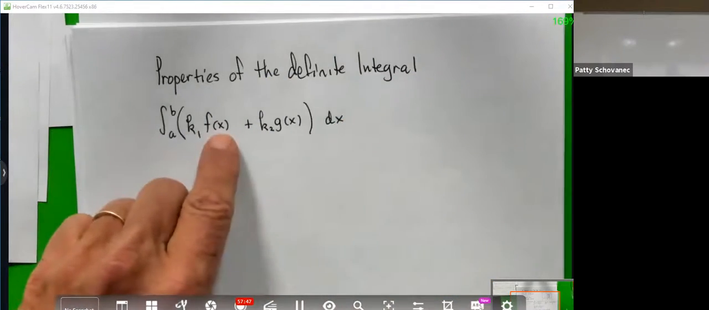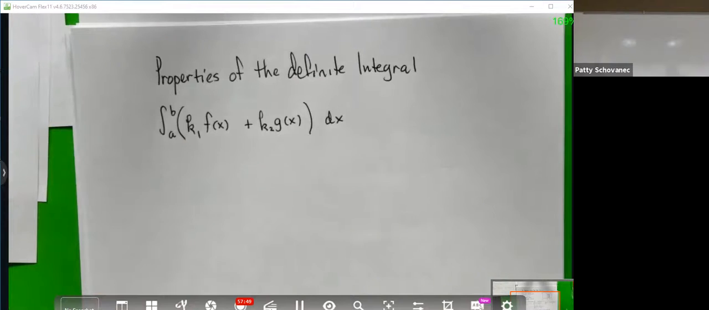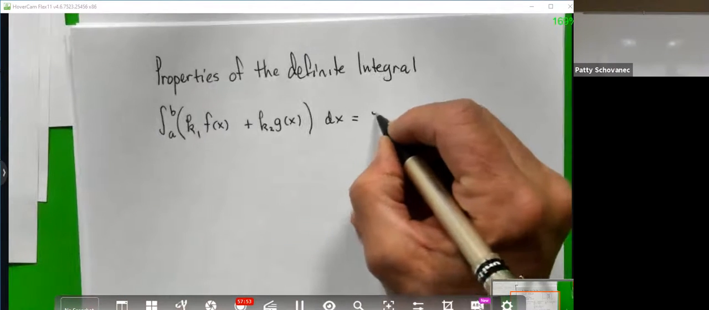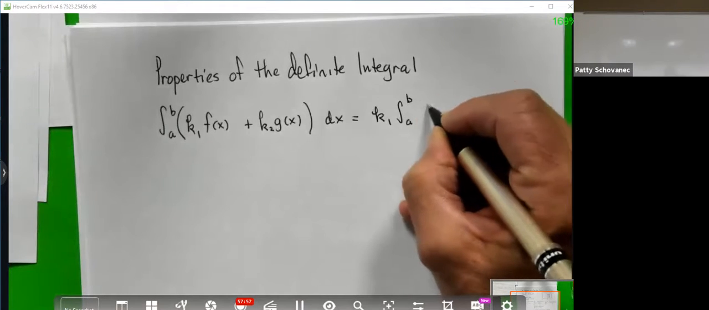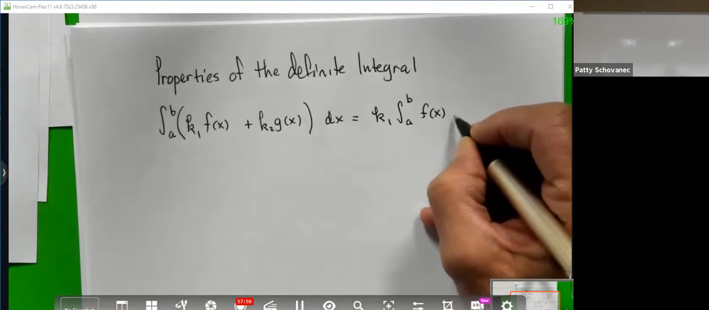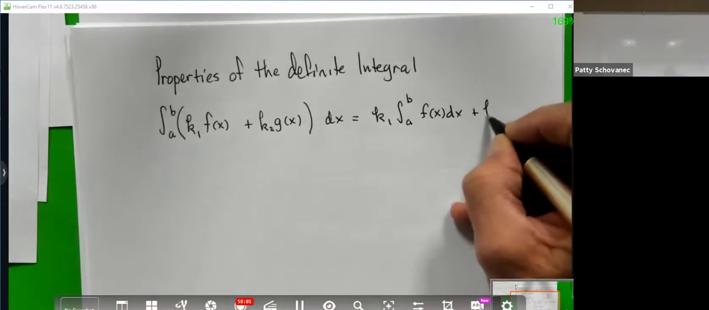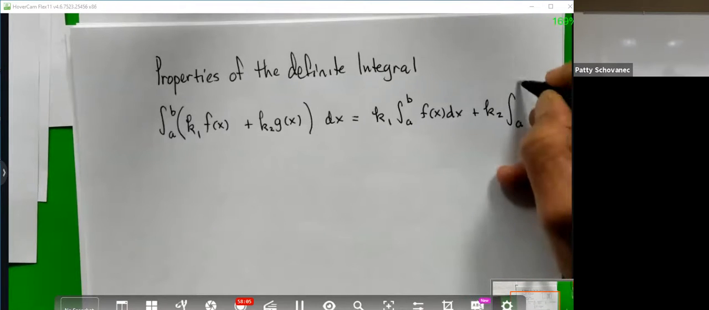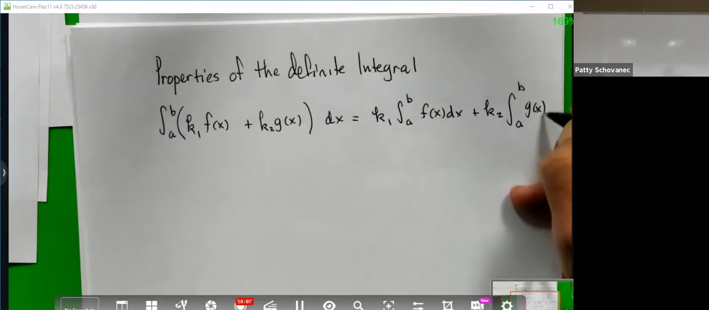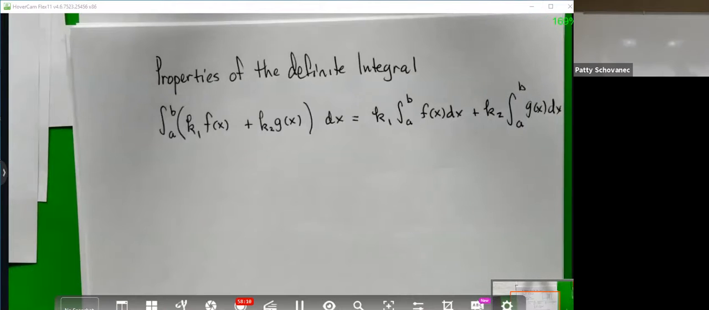We can integrate the f of x, then tack on that constant, integrate the g of x, and then tack on that constant. So it looks just like the integration rule that we had for indefinite integrals. We can do things term by term through a sum or a difference, just like with a regular integral.